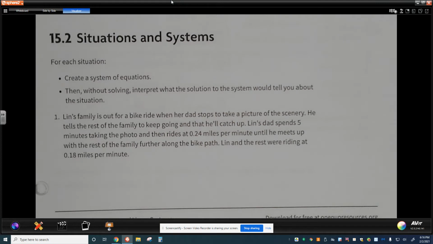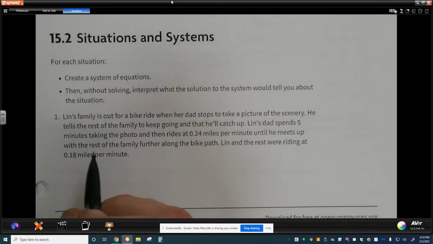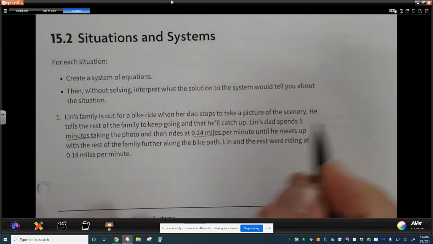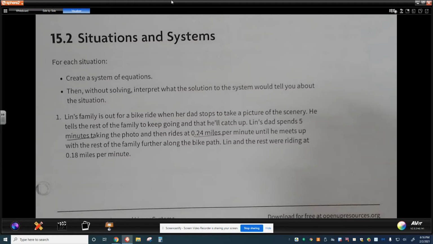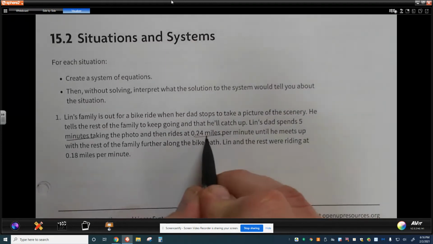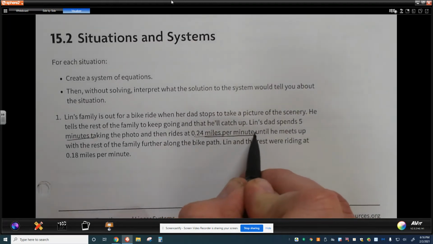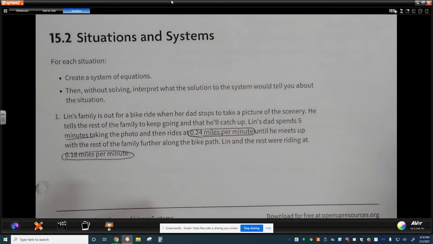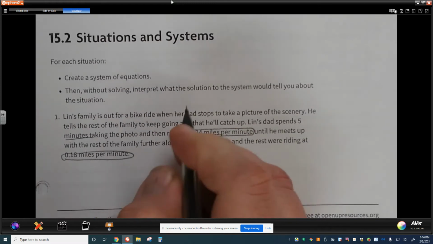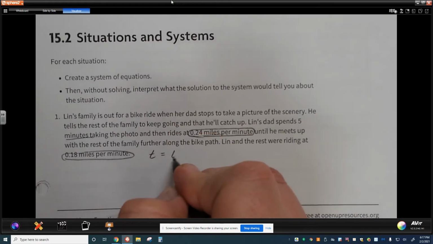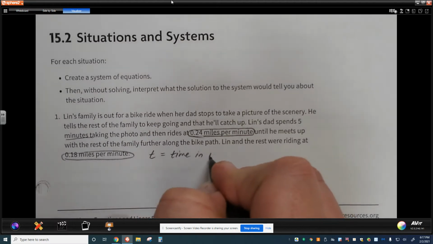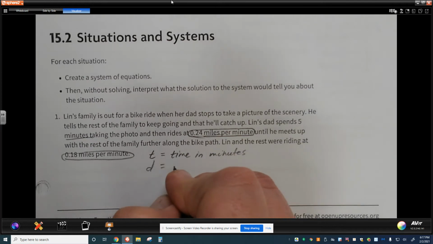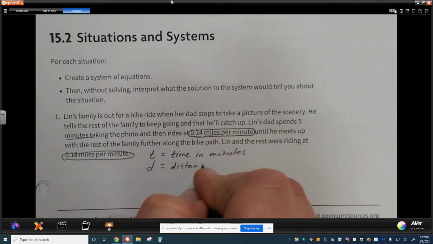So considering these pieces, there's a couple of things. We know that there's time, and this time is in minutes. And then we know that there's some distances that are happening. One of the cool things that we can look at if we're not sure is we can look for phrases like this, miles per minute. Okay, and again, right here, miles per minute. And what that helps me to understand is that our time is going to equal time in minutes. And then D, we'll let that be distance in miles.